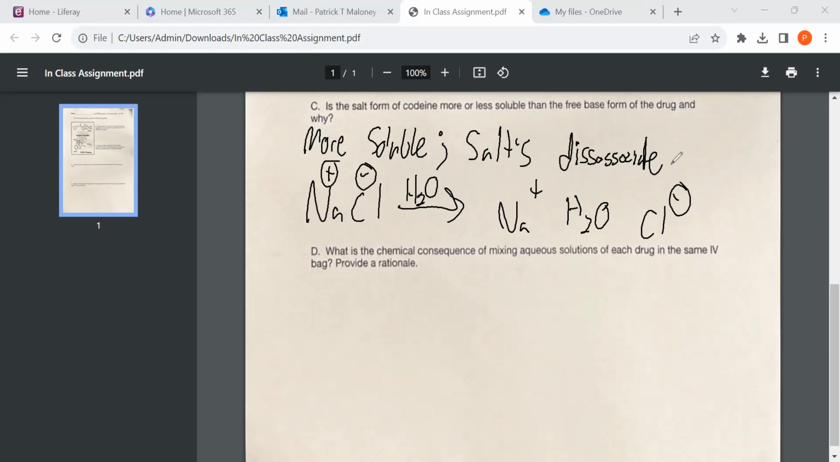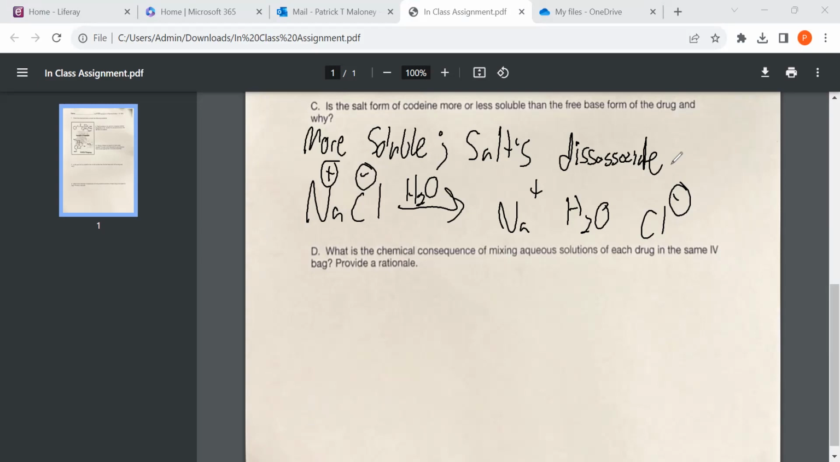Good? Okay, we'll say it's good. If you have questions, let me know and we can touch back on it, but salts dissociate in water.